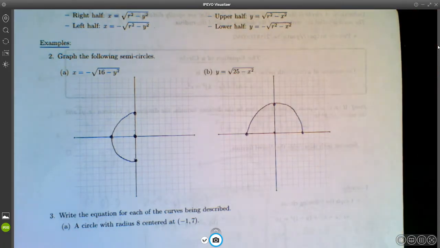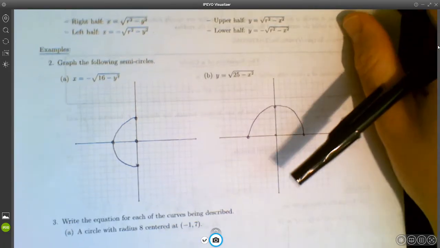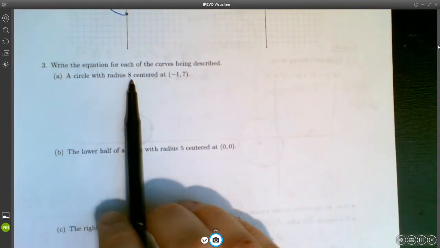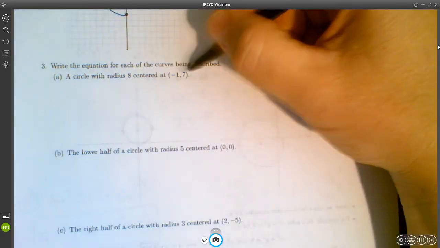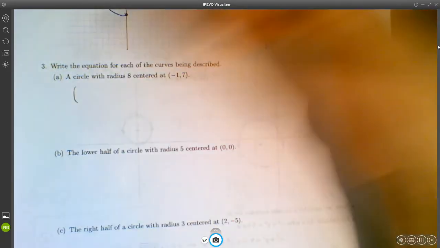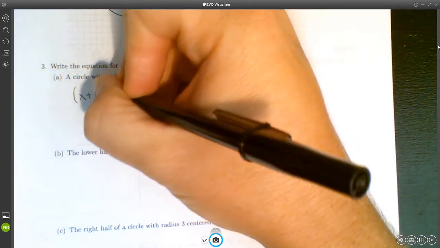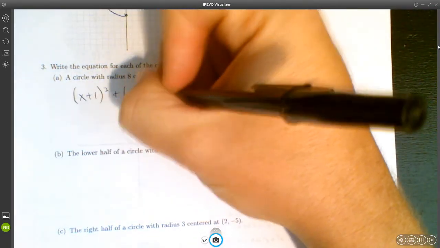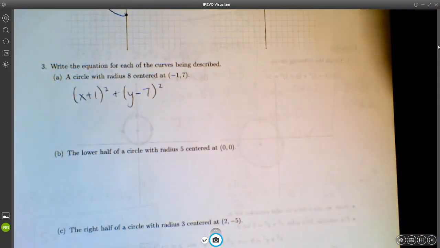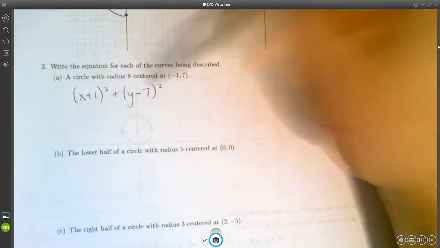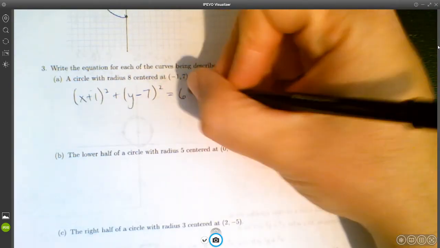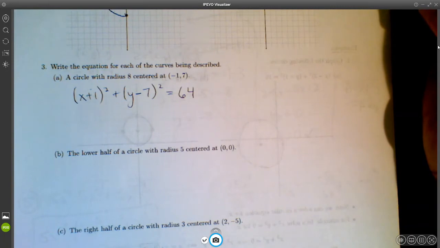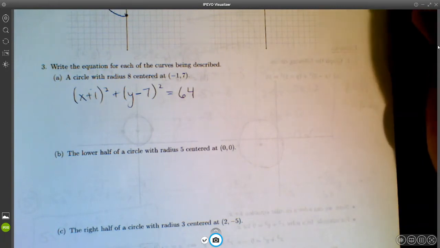We can go backwards, of course. Given some information about some curves, we can write the equation for them. So for example, let's write the equation for a circle with radius 8 centered at negative 1, 7. So if it's centered at negative 1, 7, then it's going to look like x plus 1 squared plus y minus 7 squared. Okay, so that's going to give you center negative 1, 7. And if the radius is 8, then this should be equal to 8 squared, which is 64. Okay, so that's how that works.